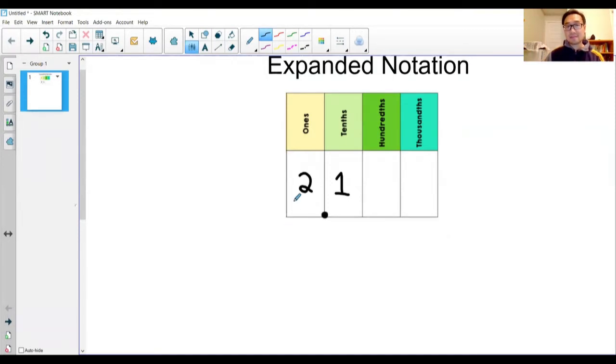Next, what if I have something like 2.1? This is 2 and 1/10. To represent this in expanded notation, I'm going to show what 2 ones mean. 2 ones means 2, and then I'm going to add what comes next. I'm going to show what 1/10 means. 1/10 means 0.1. So 2 and 1/10 is equal to 2 plus 0.1. That's the expanded notation for 2.1.